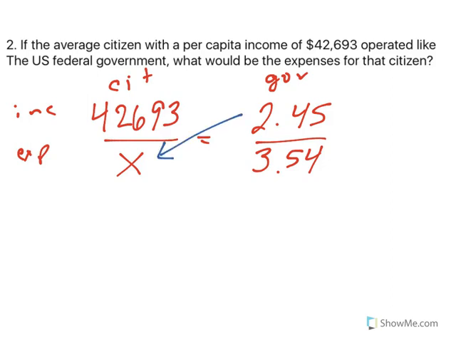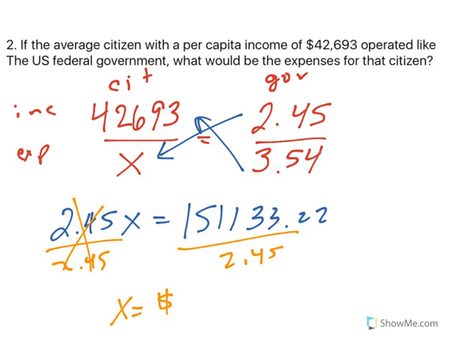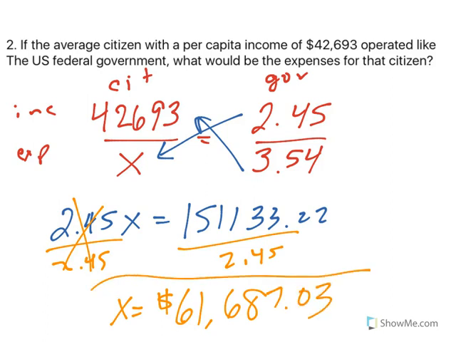So we go to solve this just like a normal proportion. 2.45x equals 15113.22. Recall that we divide both sides by 2.45. We divide by the number in front of x, and that will leave us with $61,687.03 for a citizen. If you operated like the government, you would spend almost $62,000 a year when you only bring in $42,000 a year. So you would spend roughly $20,000 more than you brought in if you acted like the government. I rounded there to talk.